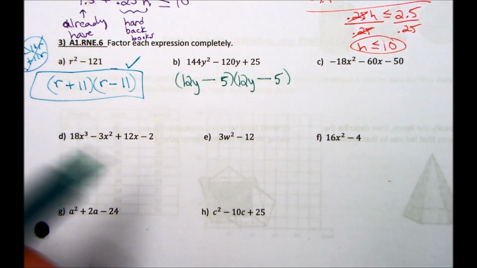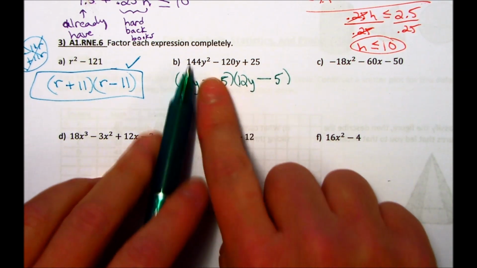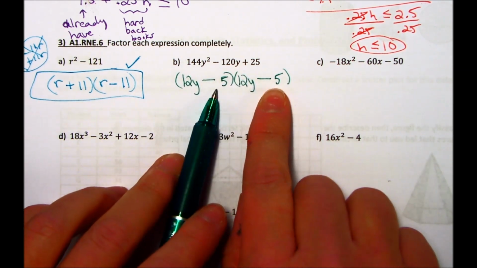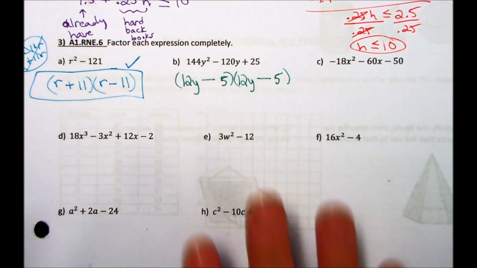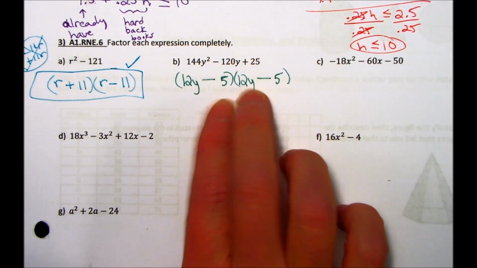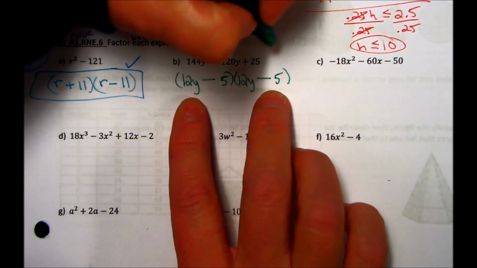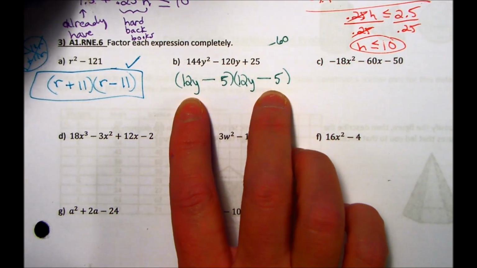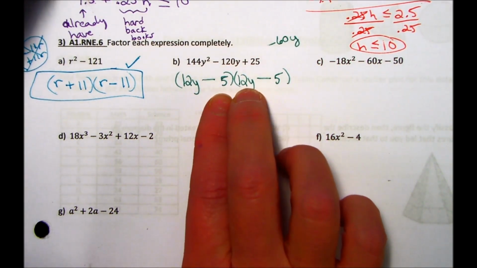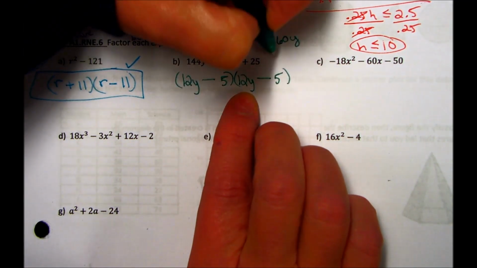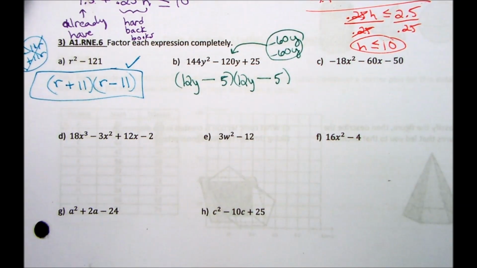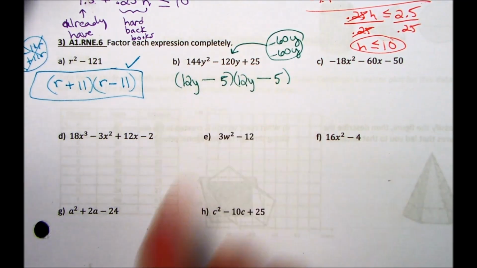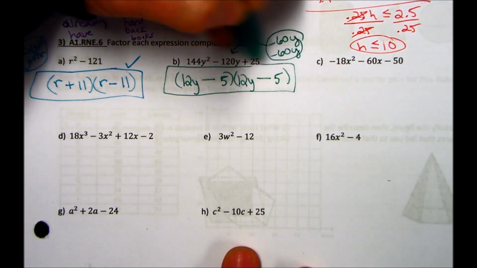Well, how do I know for sure that that's going to work? Well, I know that the first terms multiplied together give me the 144y squared. The last terms multiplied together give me the positive 25. But in order to figure out your middle term, you have to multiply the outside terms and the inside terms. So if I multiply the outside terms together, off to the side, I'm going to write that down. That would be negative 60y. If I multiply the inside terms together, the negative 5 times the 12y would also give me a negative 60y. And if I combine those, that's where I get the negative 120y from. So since this would multiply out to equal the same thing, these are the correct factors.